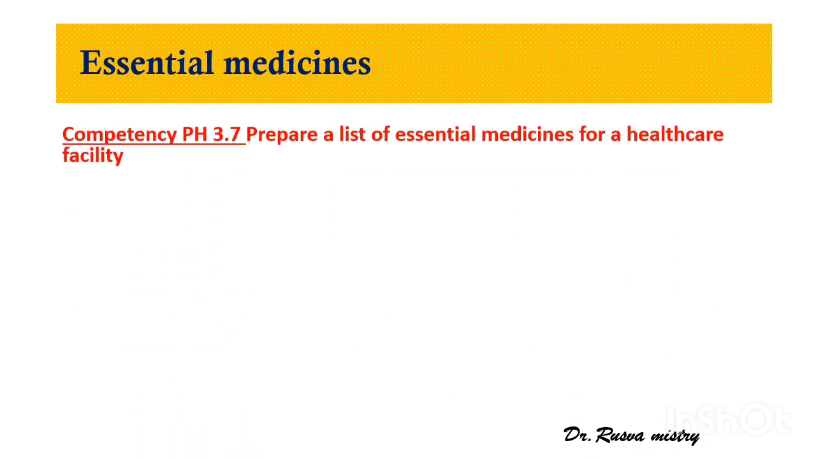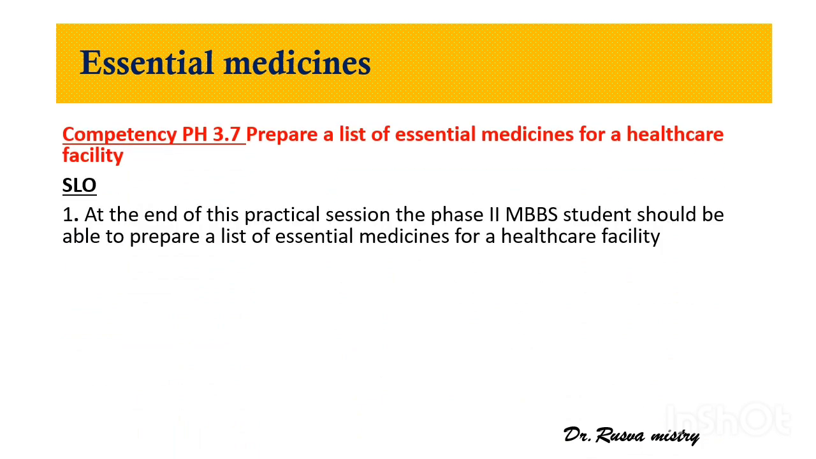This practical covers two competencies. Competency PH 3.7 is to prepare a list of essential medicines for a healthcare facility. The specific learning objective is that at the end of this practical session, the phase 2 MBBS student should be able to prepare a list of essential medicines for a given healthcare facility.